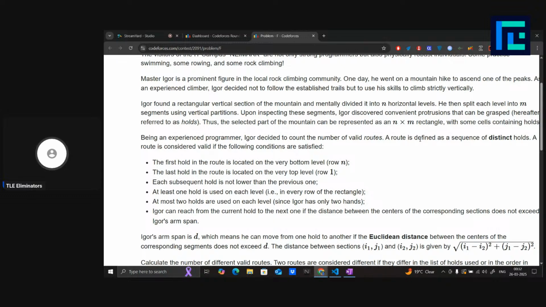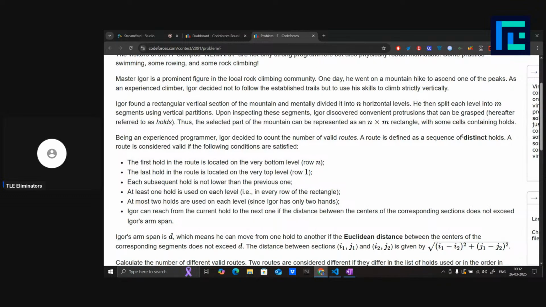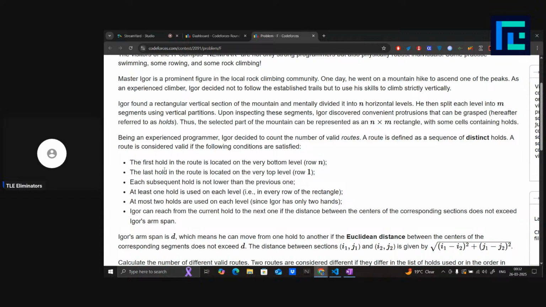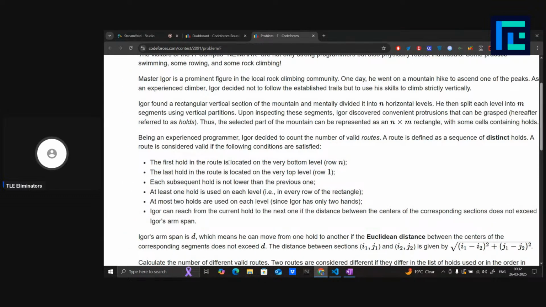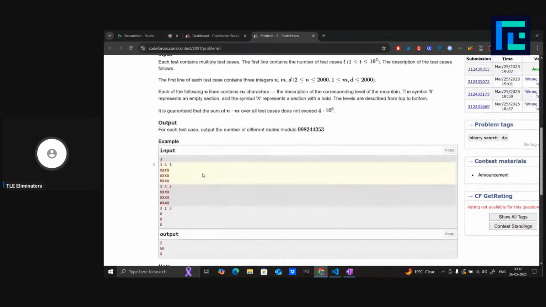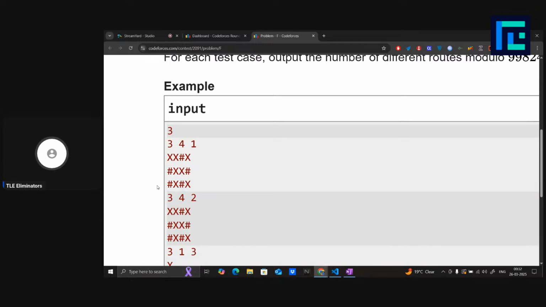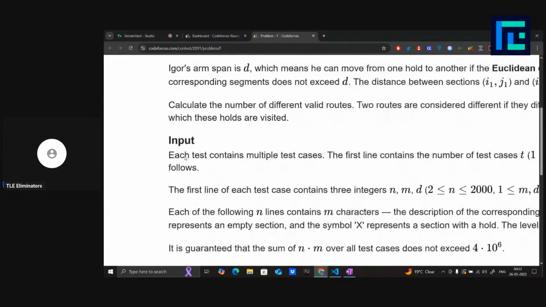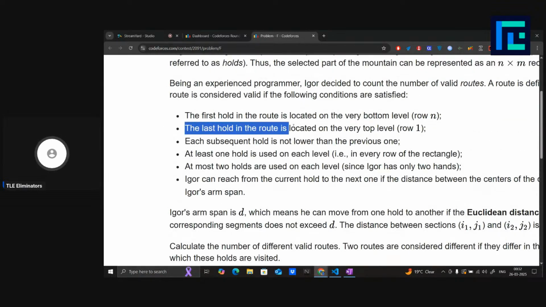A route is defined as a sequence of distinct holds. Distinct, so you cannot repeat a hold. A route is considered valid if the following conditions are satisfied. The first hold in the route is located on the very bottom level, row n. So in the last row, it should be the first. The first hold should be in the last row, so we have to start from the last row. Okay. The last hold in the route is located at the very top level, row 1. So we have to end at the top level.